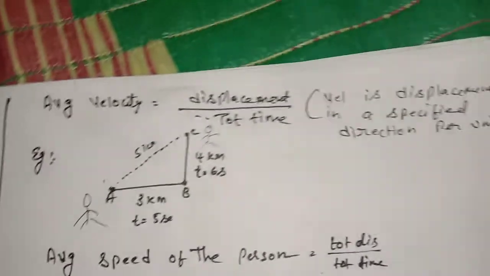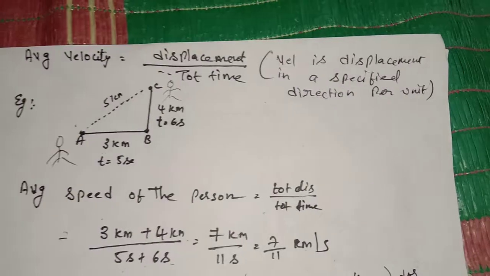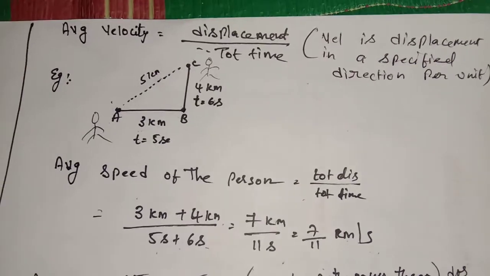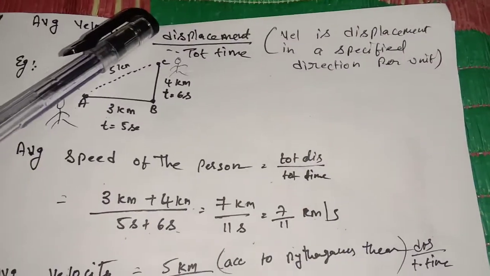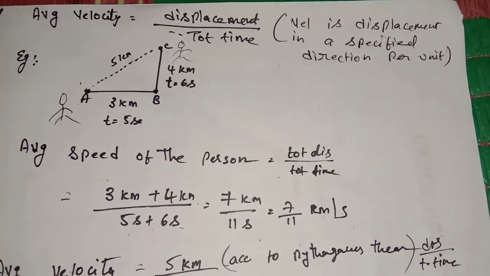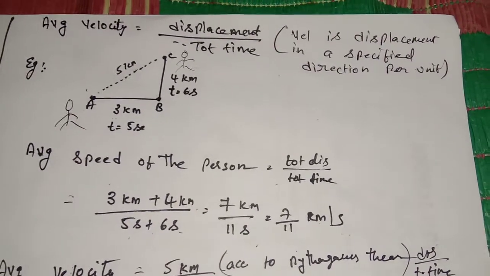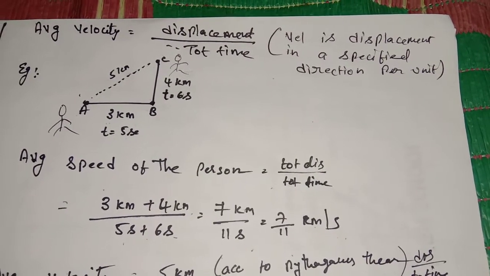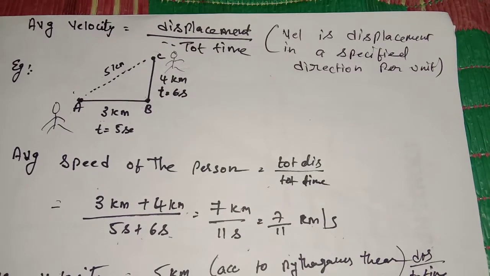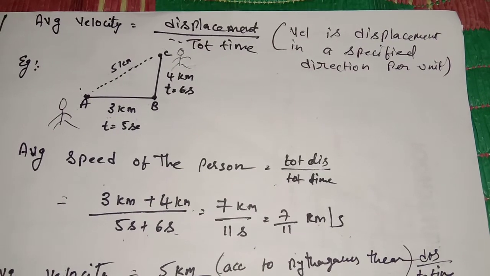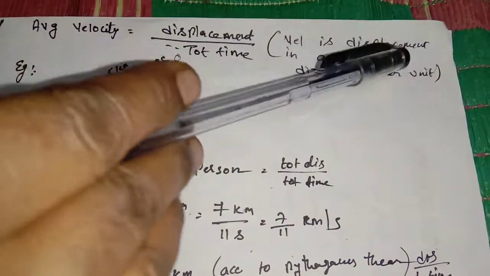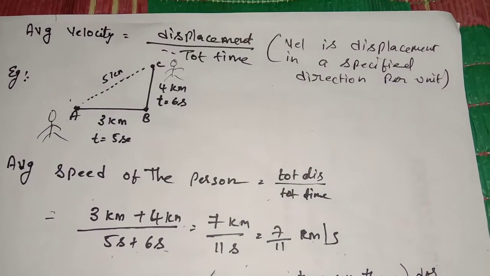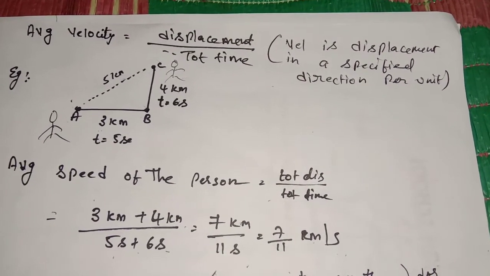Next comes average velocity. Now we have seen average speed, now we will see what average velocity is. Average velocity is nothing but total displacement divided by total time. Before going to all this, you should know all the terms: what is distance, speed, velocity, displacement, vector quantity, scalar quantity. You should be perfect, then only you can understand what I am telling.